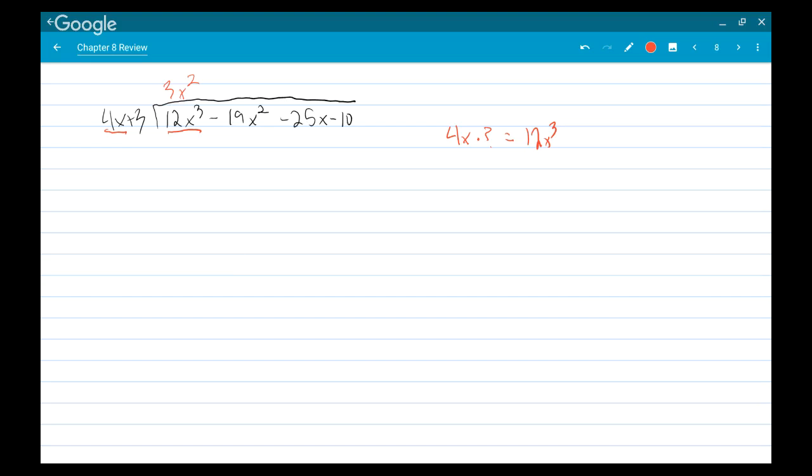Now when you're doing the multiplication piece, okay, so normally in long division, when we put a number on top, we then multiply by what's on the outside. We're going to do 3x squared times 4x. There's our 12x cubed. And then we're going to do 3x squared times 3 to get 9x squared. Okay, then we're subtracting. Okay, so we're doing 12x cubed minus 12x cubed to get 0. And we're doing negative 19 minus 9 to get negative 28x squared. And then we're bringing down the next one.